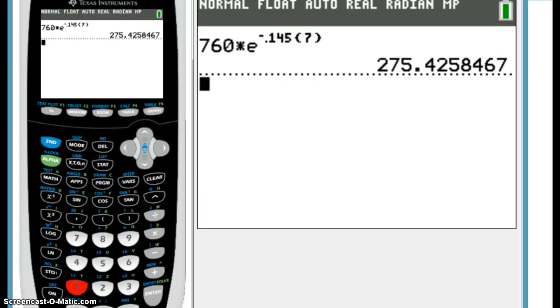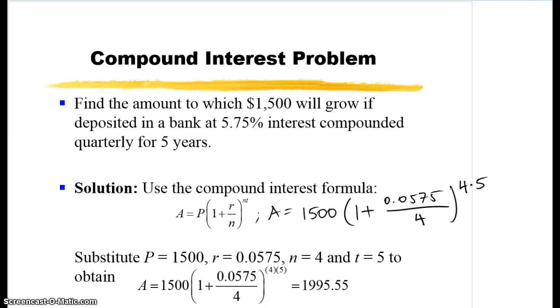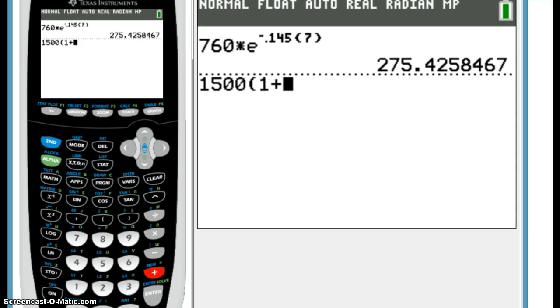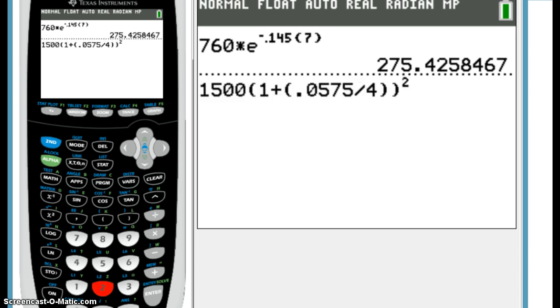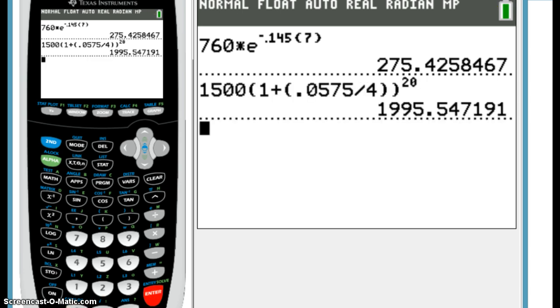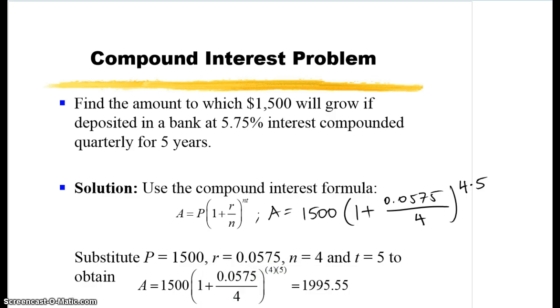Let's verify on a calculator. So in the calculator I'll have 1,500. I'll open up a parenthesis here. And then remember, we had 1 plus another parenthesis for the fraction. Copying from here, 0.0575 divided by 4, close the parenthesis for the fraction, close the parenthesis for the entire expression here, to the power of 20. You do the little caret sign here to raise to the power of 20. And then you hit enter. And that's going to give us the 1995.55. Okay, and that's how it's done.